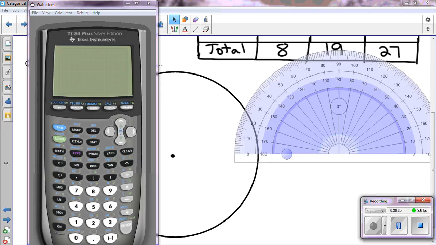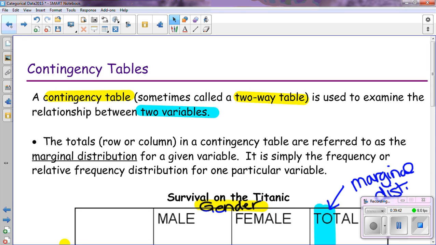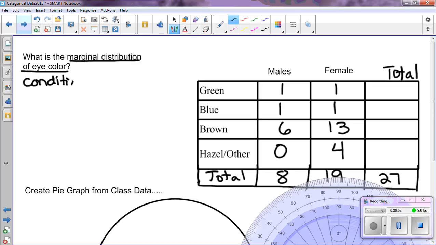I want us to create a marginal of eye color. Actually, why don't we do it this way? I did it differently in my second block class, but why don't we actually graph the results that we found? Well, we'll do this. I know what we're going to do. We're going to graph a marginal distribution of eye color, and we're going to do a conditional distribution of eye color for the second one.